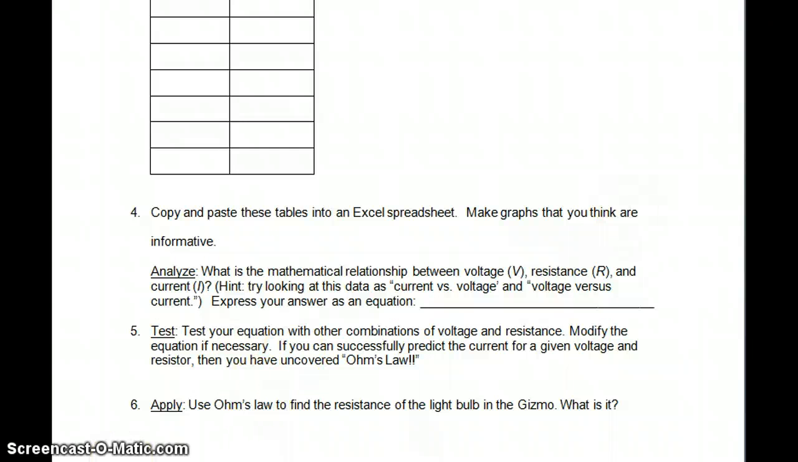At the end of this activity, students should have uncovered Ohm's law, and then they are prompted to apply it to find the unknown resistance of the light bulb that's used in the simulation.